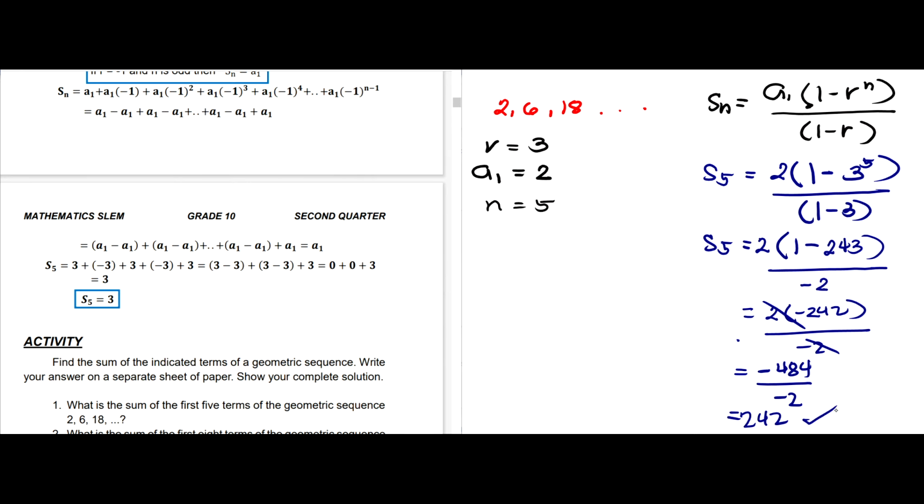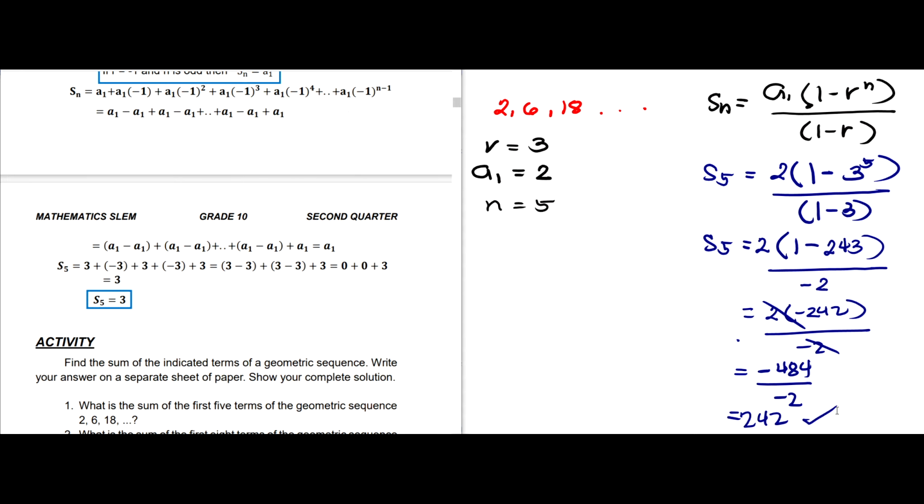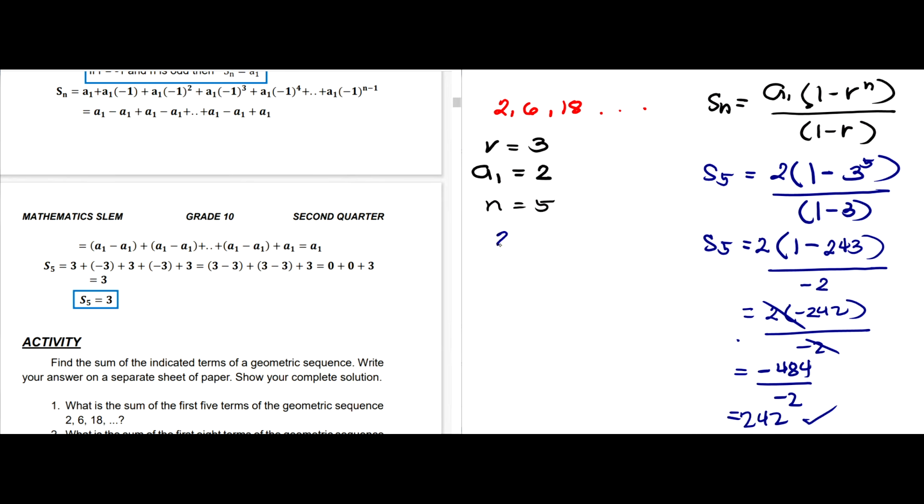Now, let us check kung ayaw nyo maniwala sa formula. So, we have 2, 6, 18. What's 18 times 3? The answer is 54. And then 54 times 3, the answer is 162. Add natin. So, this is 10, this is 10, 22. 6, 6, 12, 14. Okay. So, still, we have the same answer.